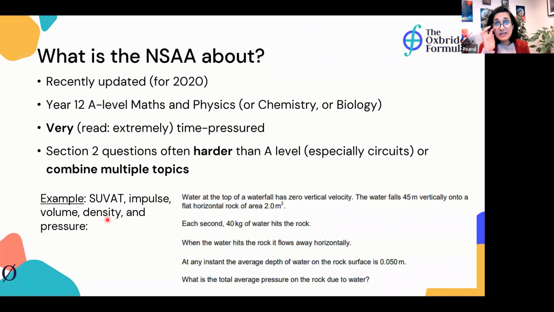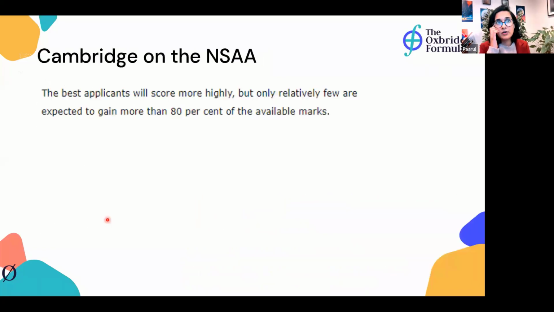Yeah, and I think in this one, a lot of them feel like quite mechanicsy topics, but you can have quite different topics combined together in one question, which I think can throw people off a little bit.